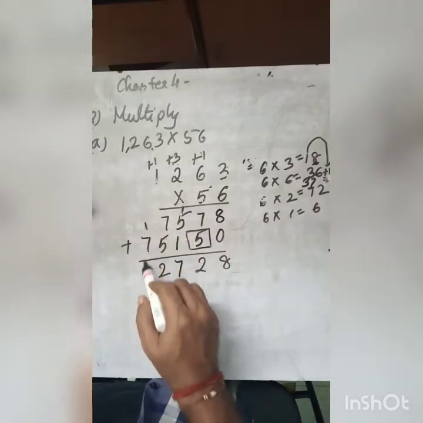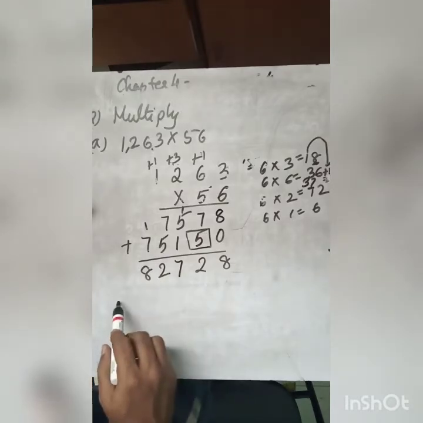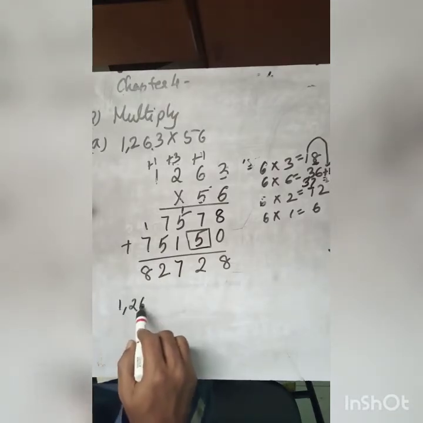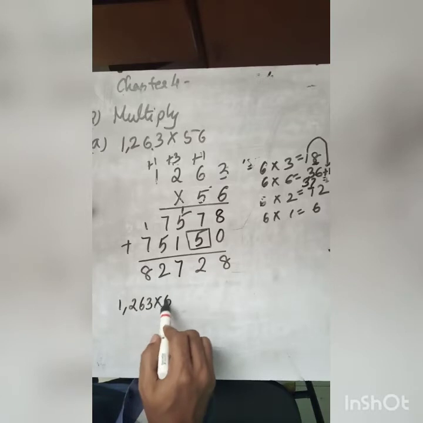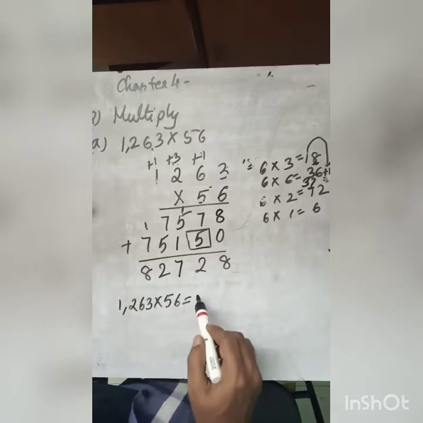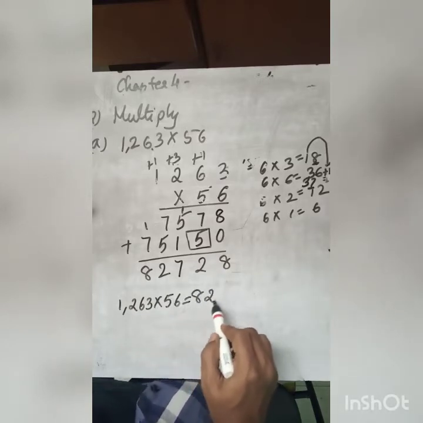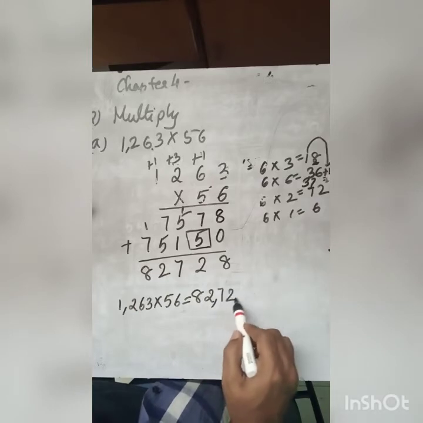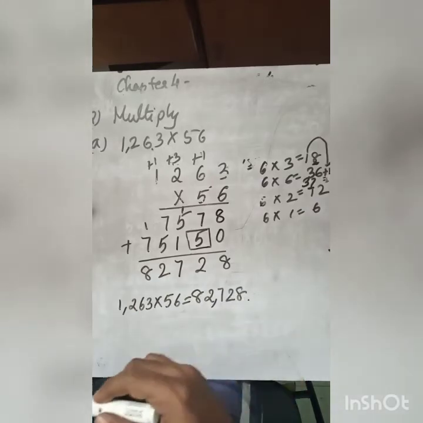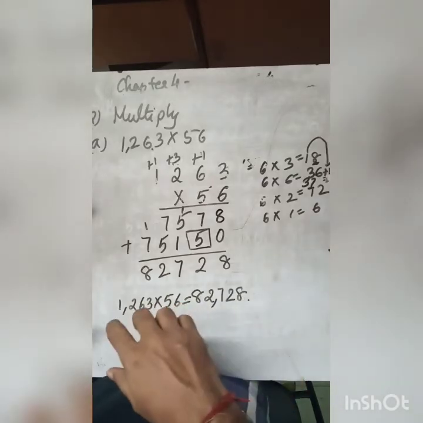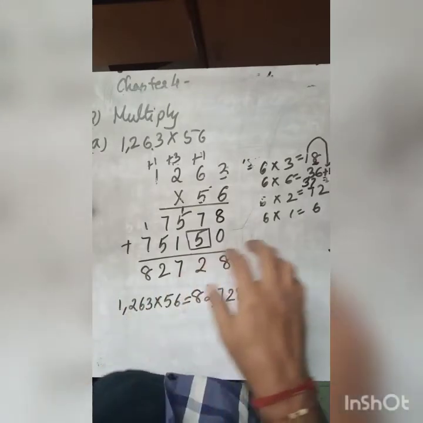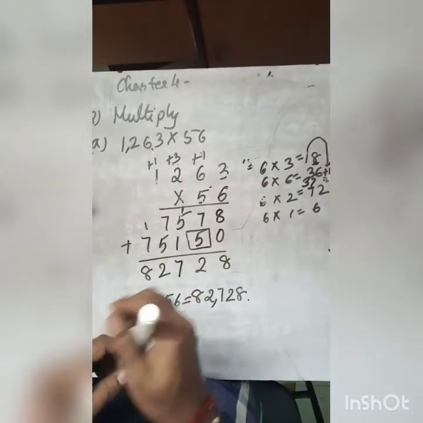7 plus 1, 8. So 1263 multiplied by 56 will give me the answer 82,728. So this is how we have done sum number A. I would request you people to please practice this a couple of times.